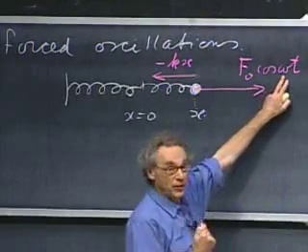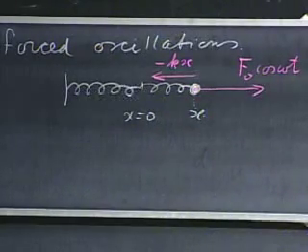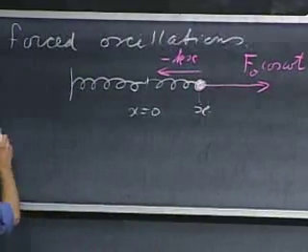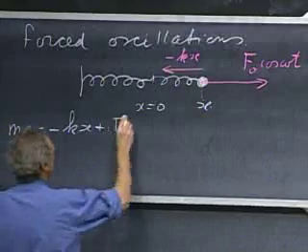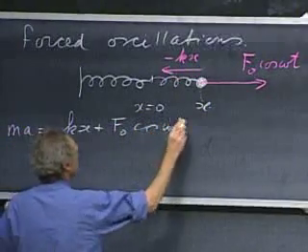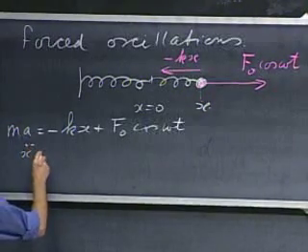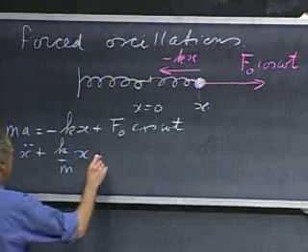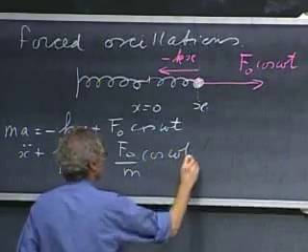This frequency is not the frequency with which the system wants to oscillate. It is the one that I choose. And I can vary that. And the question now is, what will the object do? Well, we have Newton's second law, ma equals minus kx plus that force, F0 cosine omega t. a is x double dot. So I get x double dot plus, I bring this in, k over m times x equals F0 divided by m times the cosine omega t.